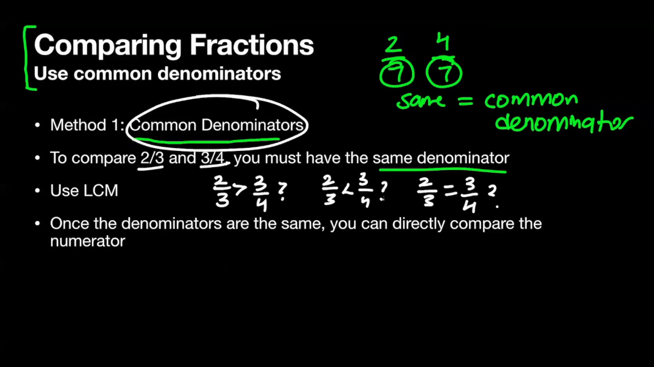In order to do this, before we find the common denominator, we have to use the concept we learned earlier, which is LCM. It's least common multiple, remember? Once the denominators are the same, you can directly compare the numerators, and you'll be able to see which fraction is larger or which fraction is smaller. Does everyone understand this concept so far? We'll see some examples.